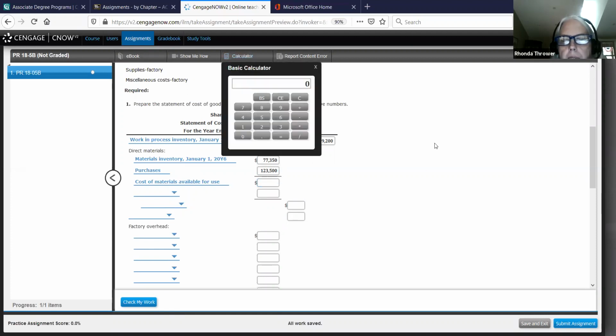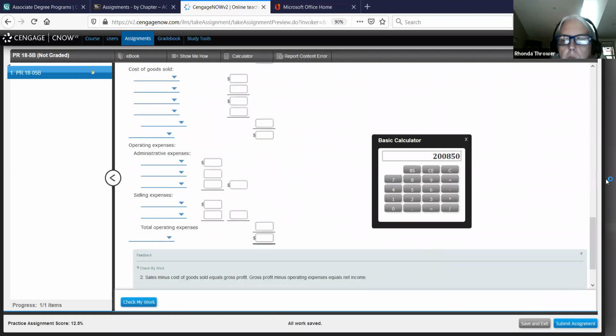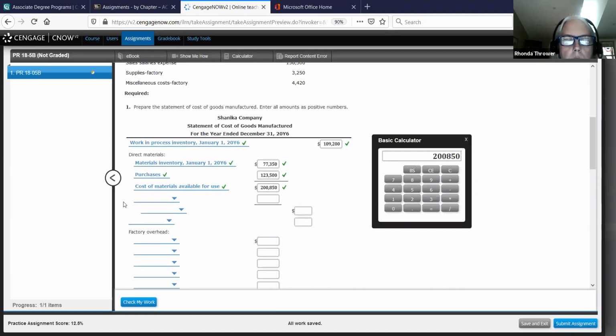So I'm going to pull down my calculator here, and I'm going to put in 77,350, and I'm going to add to that 123,500. And the total amount of our cost of materials available for use is 200,850. I'm going to go ahead and check my work just to make sure my math is correct. It's probably a good idea to do that as you go through.